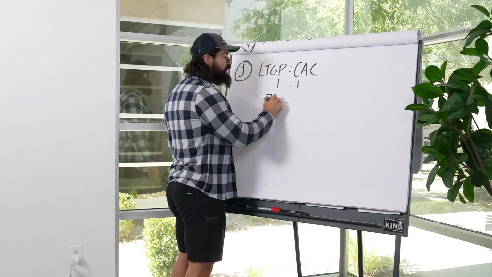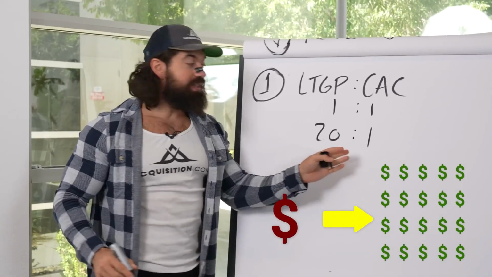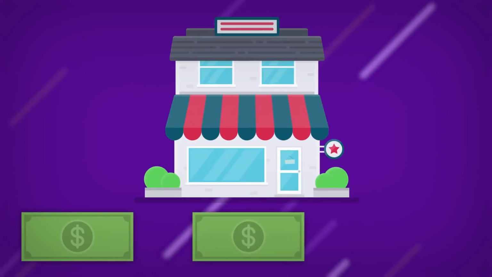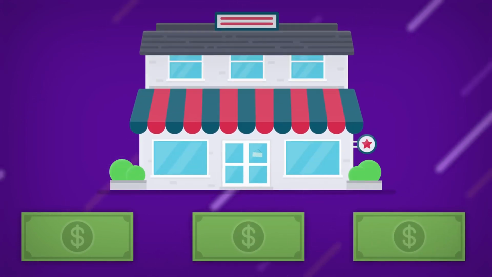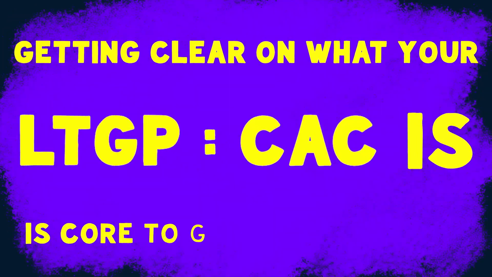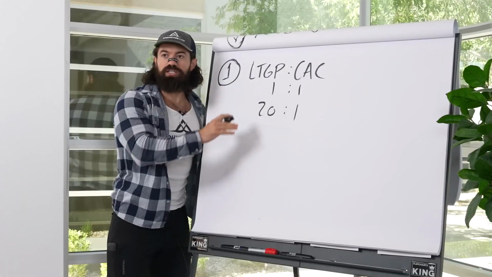You know, let's say a 20-to-1. That means for every $1 they put in, they get 20 back as profit. This becomes a business that you can scale endlessly and becomes an incredibly attractive business. Getting really clear on what your LTV to CAC ratio is core to growing anything. So let's define these terms.